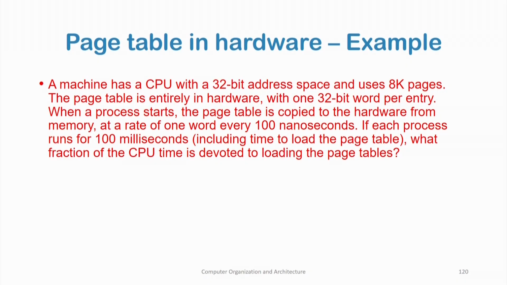Before proceeding, we take an example. A machine has a CPU with a 32-bit address space and uses 8K pages.